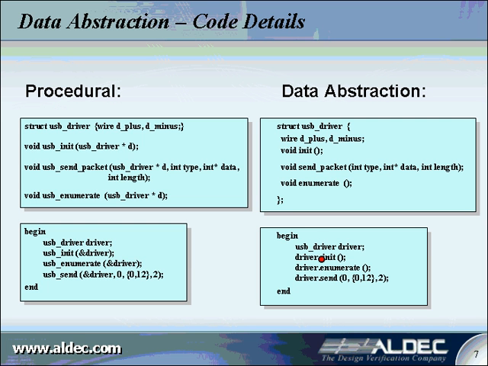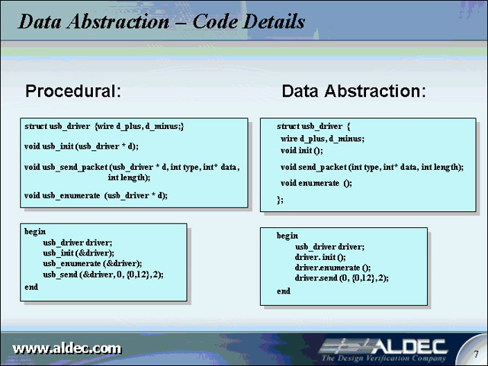You say, build me one of them, and then I say driver dot init. I don't need to say address of driver. I don't need to put the data structure in because it's already built into this call. So that's the first weird thing about data abstraction, or the step to object-oriented programming.